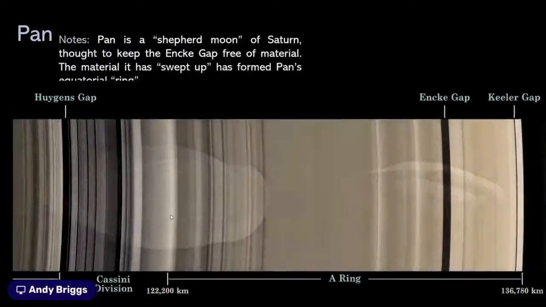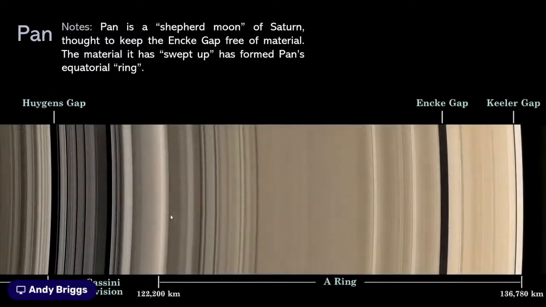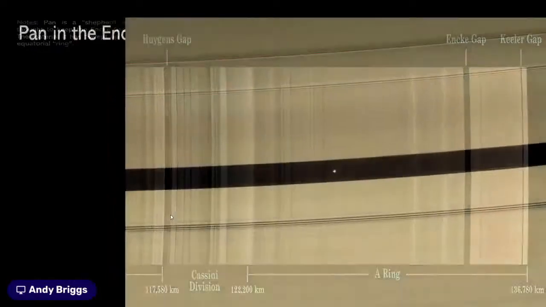Now, just so you know where we are, these are Saturn's rings, and you can see towards the right, there's the Encke gap. We've got several gaps in Saturn's rings. We've got the Huygens gap, the famous Cassini division, which was first seen by Galileo, the Encke gap, and the smaller Keeler gap. Pan actually patrols within the Encke gap, sweeping up any material that has entered it from the rings. And here's an image taken by Cassini of Pan actually in the Encke gap. That's a beautiful image of that little moon in the middle of the gap, which I think is amazing.